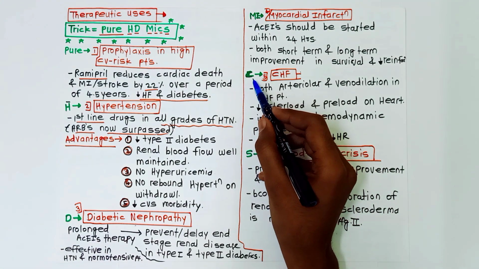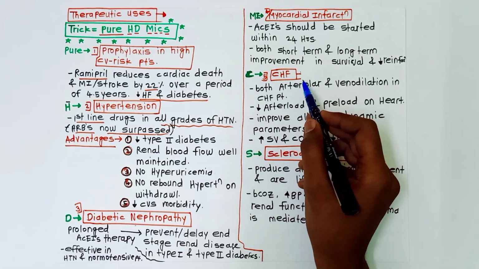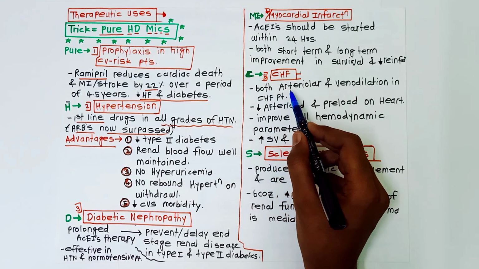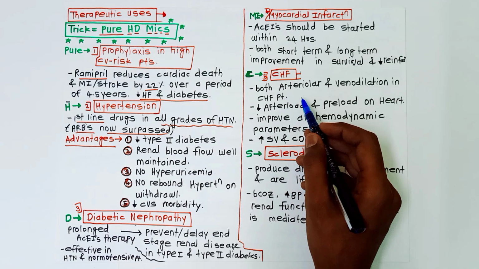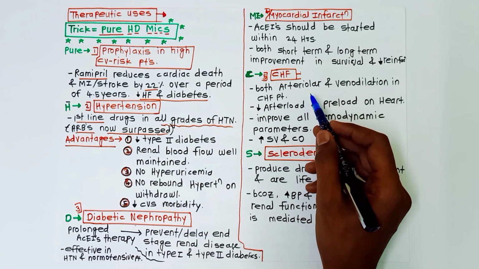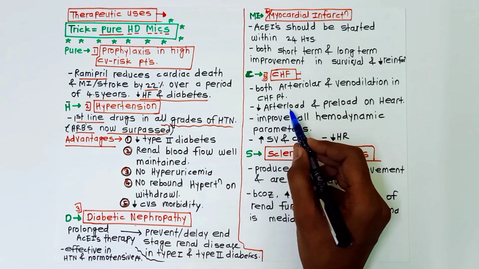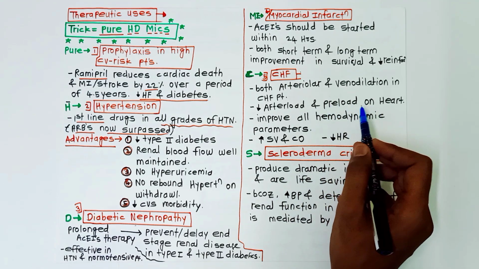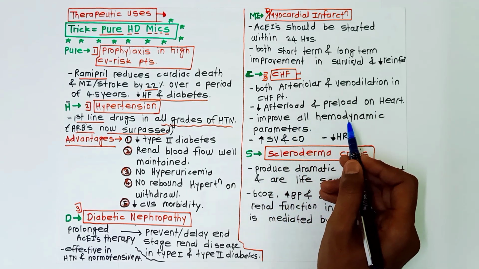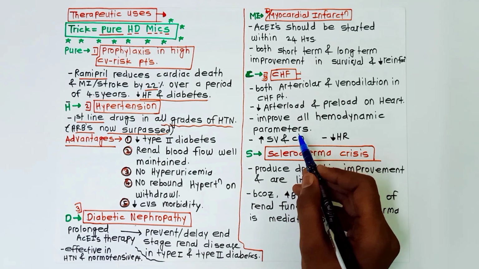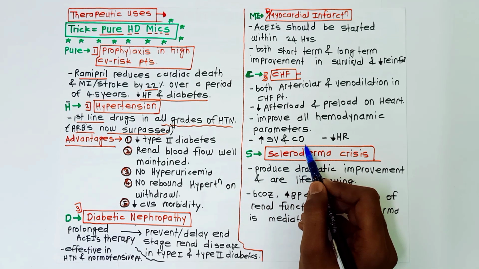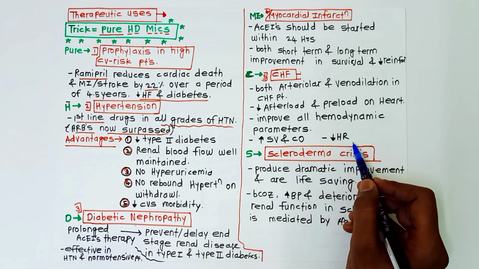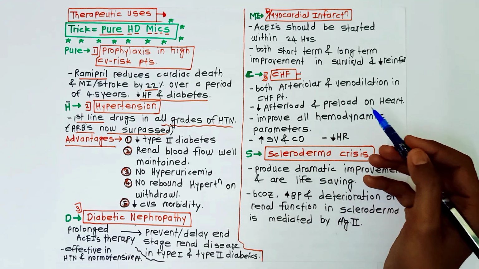Next use is C for CHF, congestive heart failure. In this case, both arteriolar and venodilation in the CHF patient is seen through ACE inhibitor use. Then they decrease afterload as well as preload on heart. They improve all the hemodynamic parameters, and they increase the stroke volume and cardiac output, and they decrease the heart rate. There is no direct effect on myocardium.